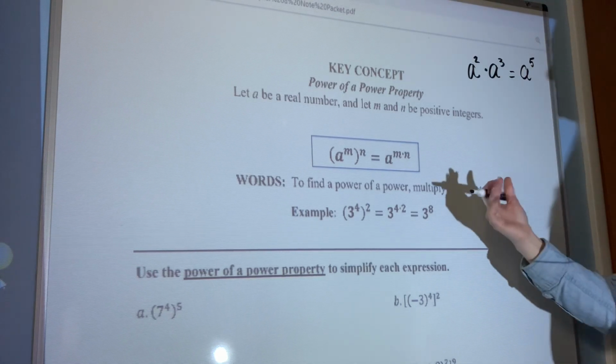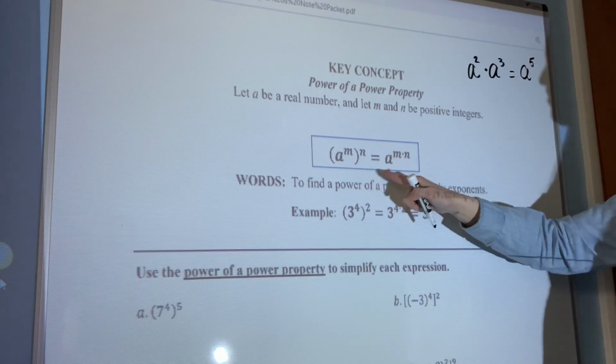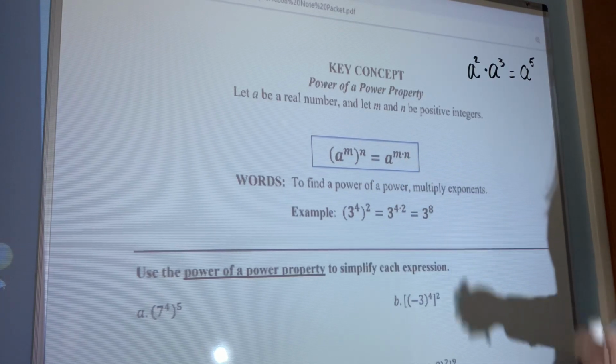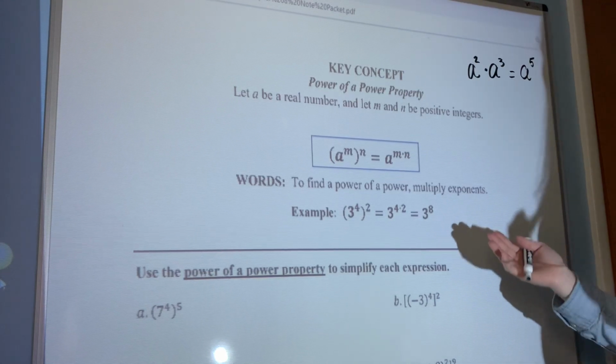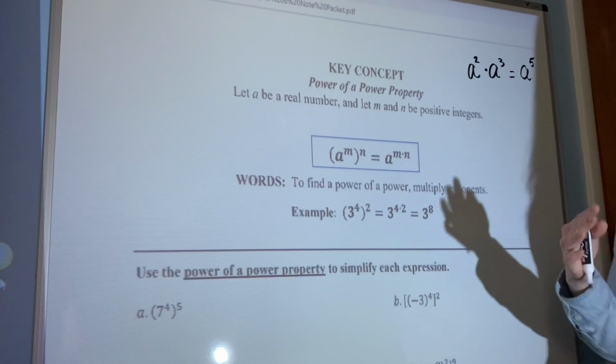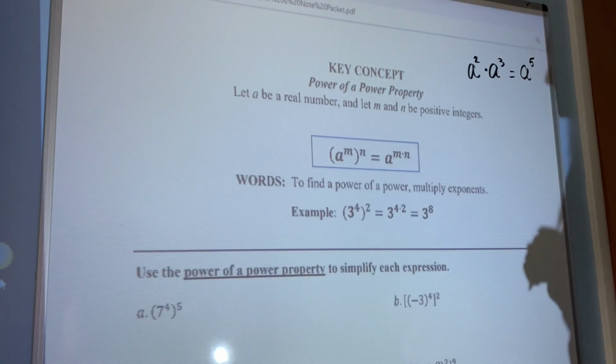Well, in this case, we're taking a power to a power. So you have an exponent and you're taking it to a higher power. What we do here is multiply. You know I love my jingles, so whenever I do the power to a power property, I say power to a power, we multiply. Power to a power, we multiply. So hopefully that'll help you guys a little bit.